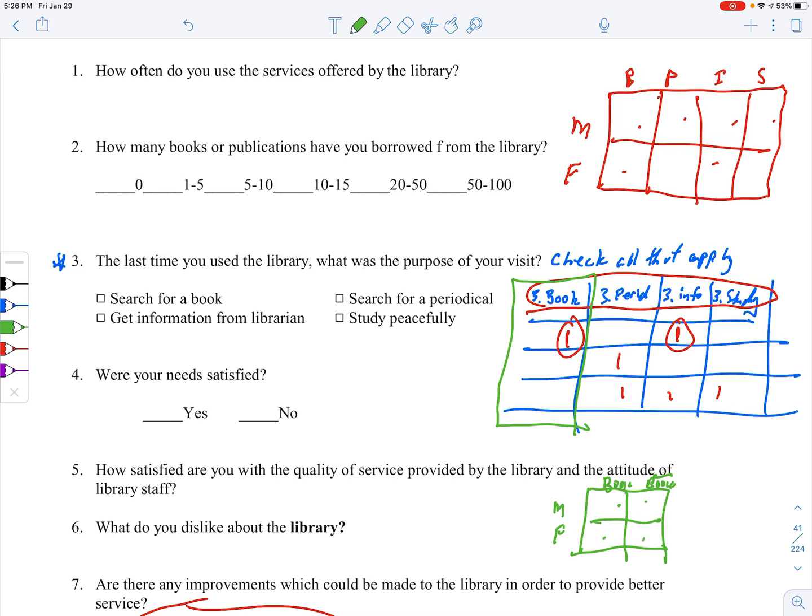So that's one test, and then you would move on to periodicals and do a test of independence there, and then finally info, and then study. So you've got 4 separate tests there for that check all that apply. You may not be interested in all the categories testing it against gender, but that is the way that you would handle that.